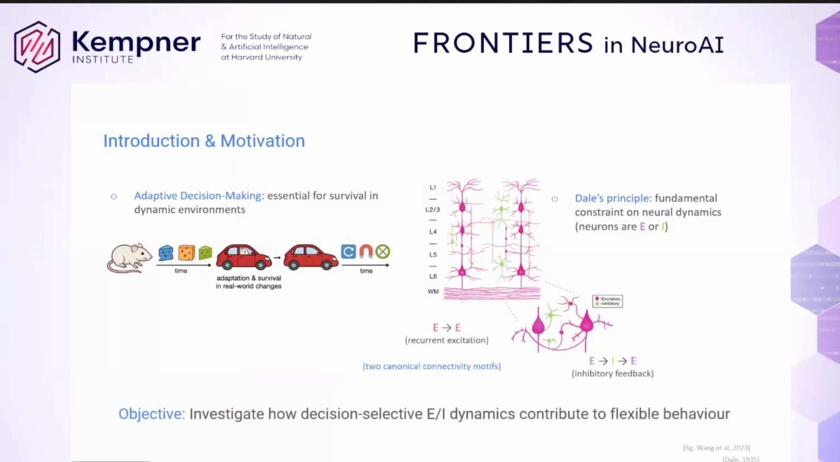So here we investigate how decision-selective EI dynamics could contribute to flexible behavior. Basically, we do this by investigating two canonical connectivity motifs: recurrent excitation and inhibitory feedback.